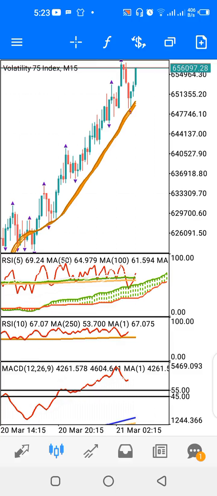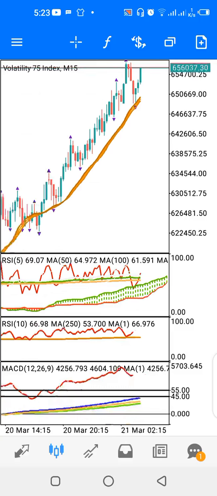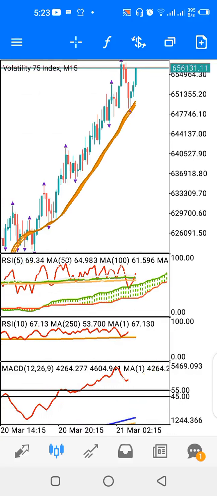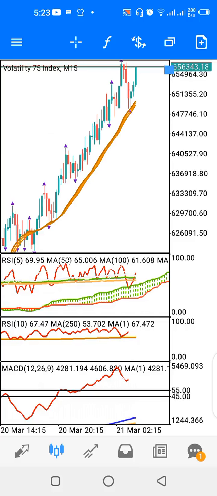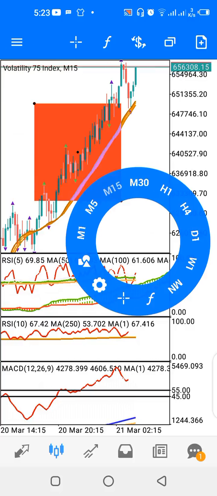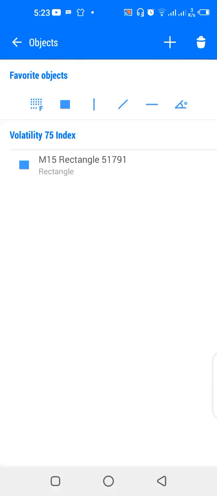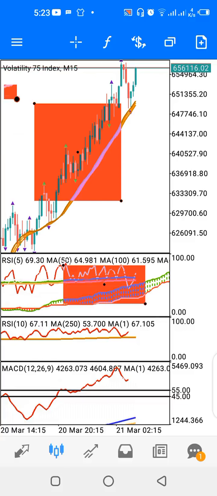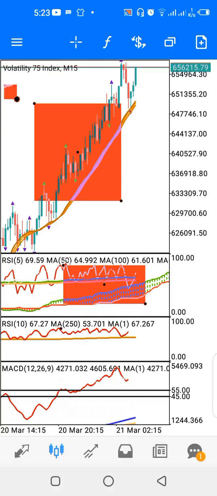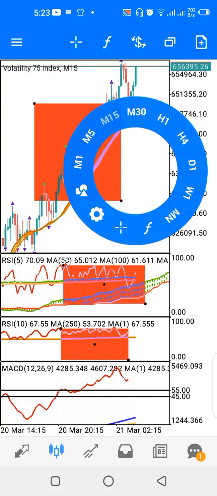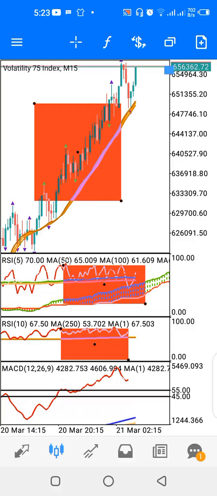Okay, I have volatility 75 index 15 minutes time frame on my chart, and I have about four windows. This is my main chart. This is indicator window 1. This is indicator window 2. This is indicator window 3. So that means I have four windows.